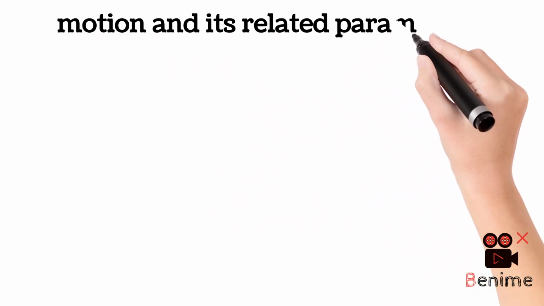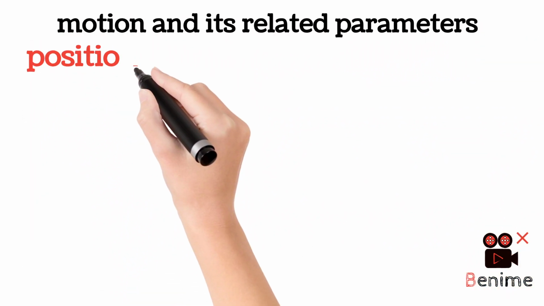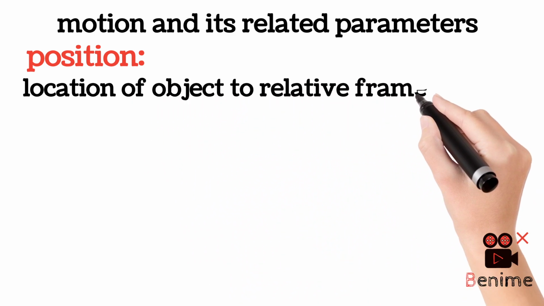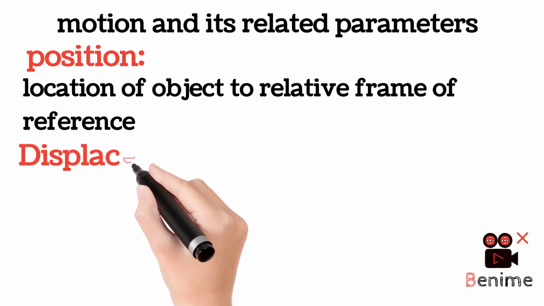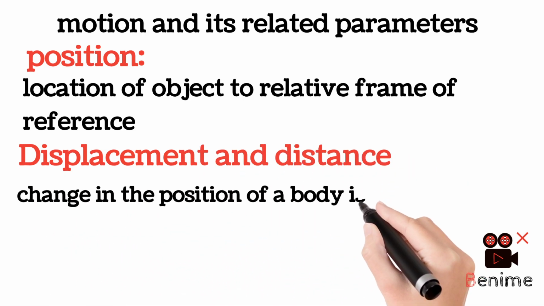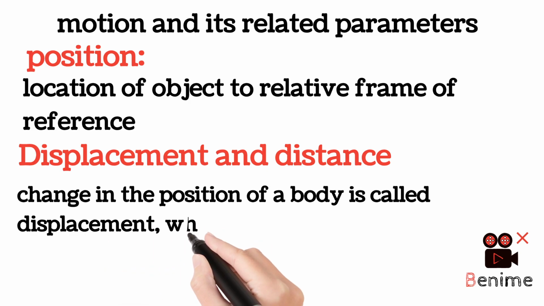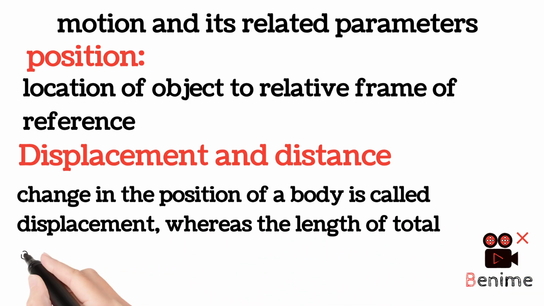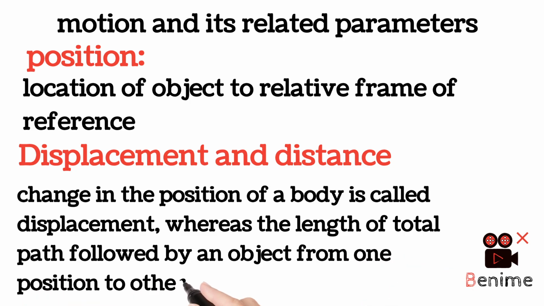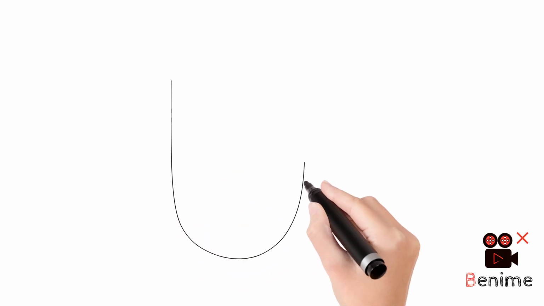A motion begins with a change in position. Let me explain what is meant by position. It is defined as the location of an object with respect to some reference. Change in position gives us displacement, and the path followed by an object to displace from one position to another is called distance. Displacement is also defined as the shortest length between 2 points.